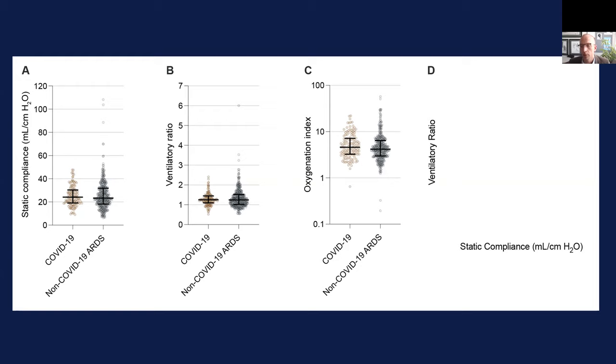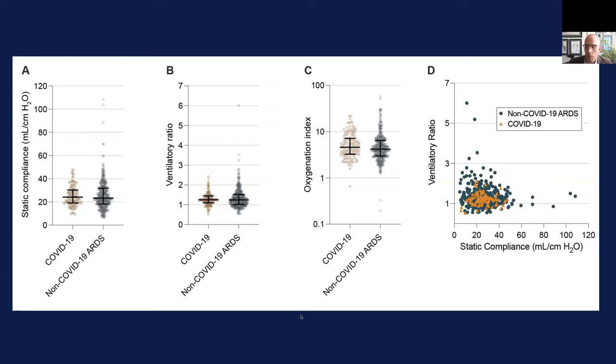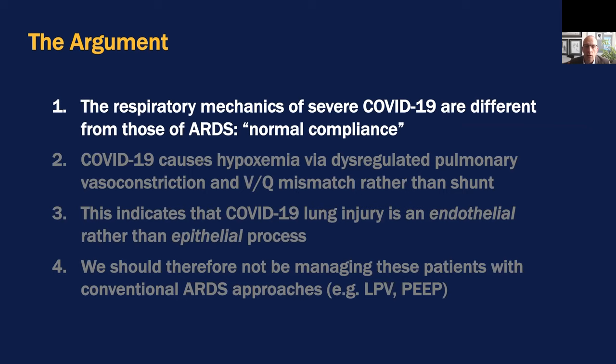Specific to Professor Gattinoni's hypothesis, he would predict that if you compared patients with COVID-19 and ARDS in their compliance and ventilatory ratio, they should be far out right on the x-axis here, high compliance, with a lot of dead space. And what you can see is that they're not. The orange triangles are the COVID-19 patients, and they fall squarely where the blue non-COVID-19 ARDS patients are. So this is a direct comparison of these two groups, and it directly undercuts any claim that the respiratory mechanics are different from those of ARDS. There's certainly no evidence that there's normal compliance, preserved lung mechanics, or near normal compliance, which is again perfectly compatible with the autopsy data that's been published.